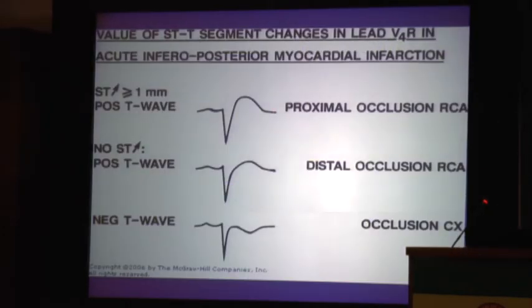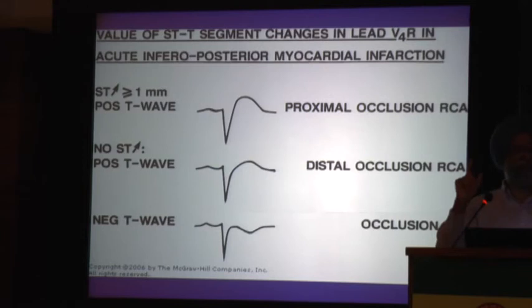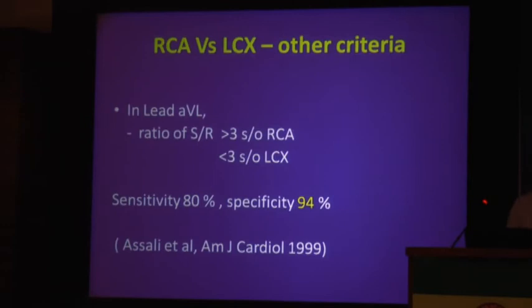Now, if you have upright T wave and ST elevation, you are dealing with a proximal RCA block. If you only have upright T wave but the ST is not elevated, you are dealing with a distal RCA block. So look at the V3R. If there is upright T and there is ST elevation, it's a proximal RCA, it's an RV infarct. If it's only T wave upright, no ST elevation, it's a distal RCA block.